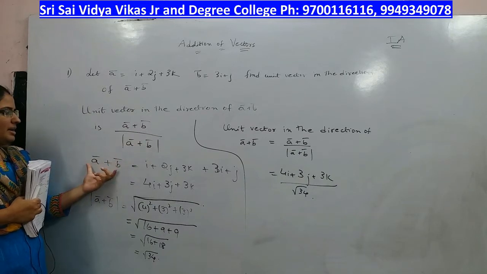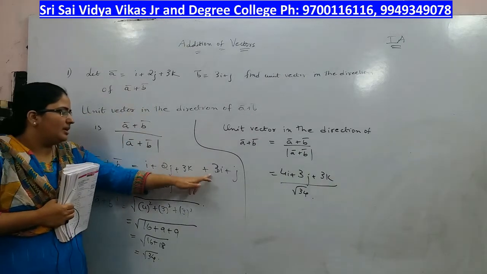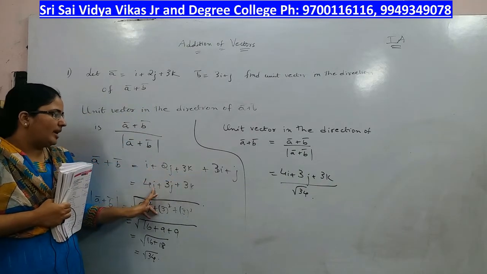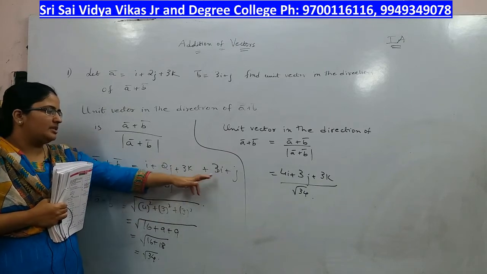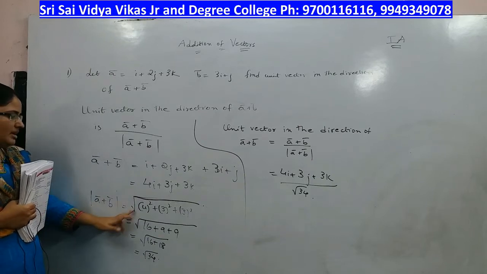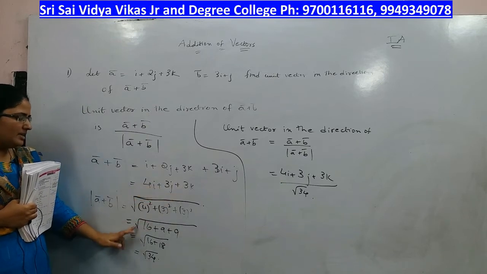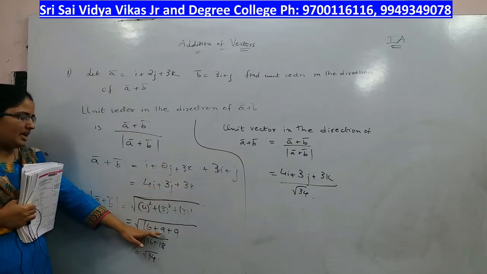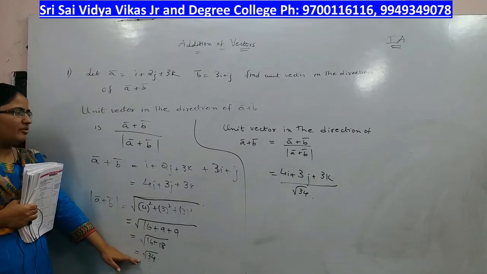A bar plus B bar is nothing but you have to add these two vectors. i with i term, i plus 3i, 4i, 2j plus j, 3j, 3k as it is because there is no 3k term here. Now modulus of A bar plus B bar means under root of 4 square plus 3 square plus 3 square, that is under root of 16 plus 9 plus 9, that is under root of 16 plus 18, that is root 34.